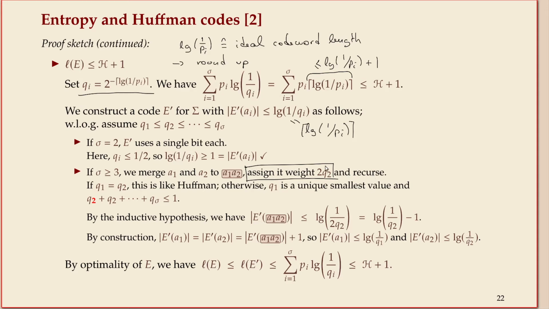But why is this allowed here? Why can we do this? If the 2 weights are actually the same, then this is just a fancy way of saying we sum up. But otherwise, if the 2 are different, that means that Q1 is the unique smallest value in this collection because things are sorted. And it also means because of these powers of 2, you can actually replace Q1 by Q2.